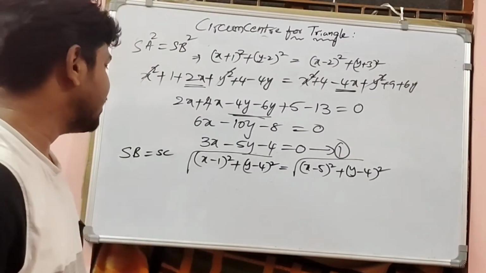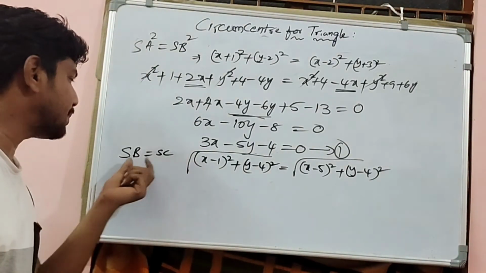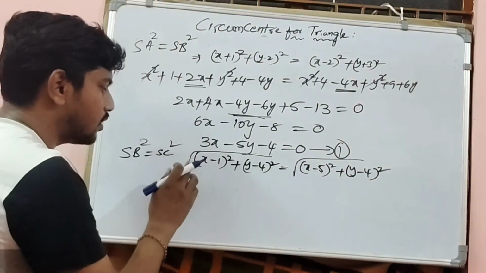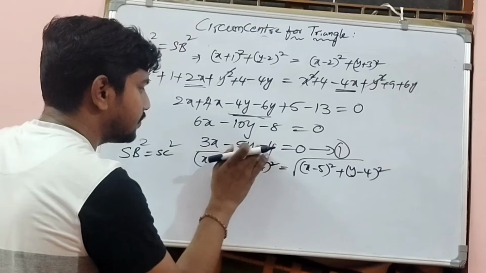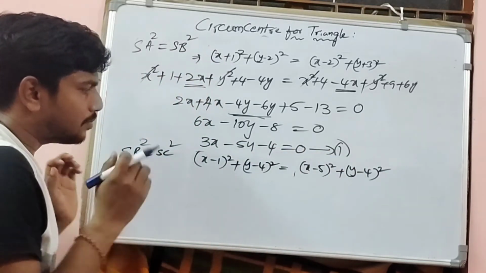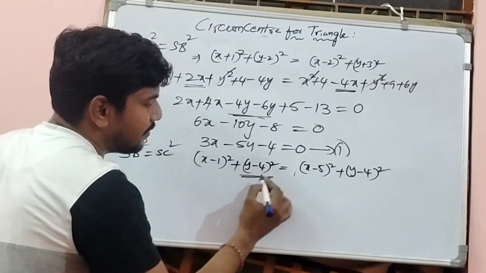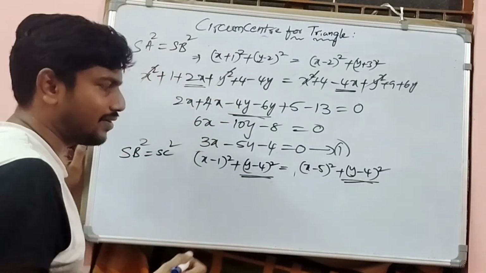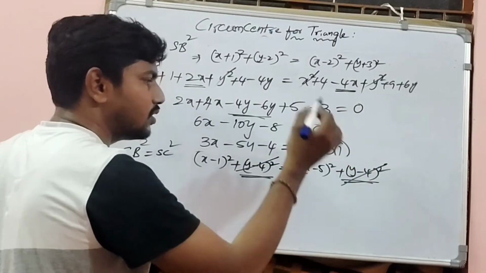Okay, we need to solve the second equation. SB is equal to SC. So squaring on both sides to eliminate the root. So this root will be eliminated and here also the root will be eliminated if I square it on both sides. Observe carefully, in the left hand side y minus 4 whole square, right hand side also y minus 4 whole square. So easily we can cancel both of them.